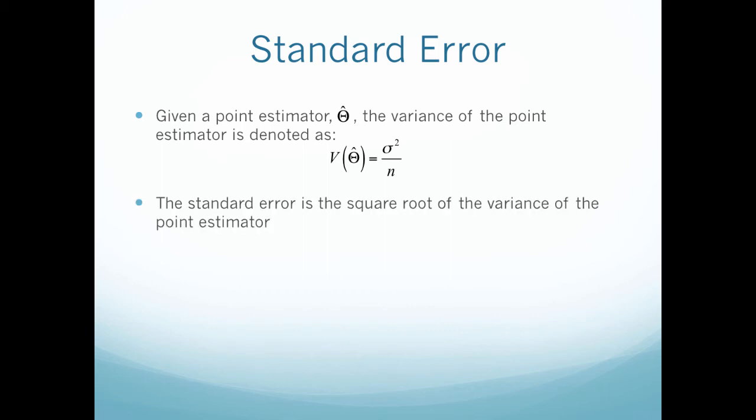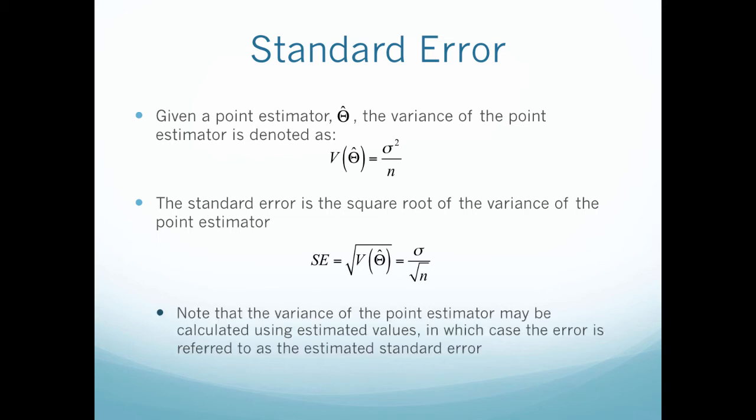Okay, so my standard error this time is just the square root of my variance. Standard error is just the standard deviation of these point estimates, so sigma over the square root of n. Note here that the variance of the point estimator may be calculated using estimated values, in which case the error is referred to as the estimated standard error. That's why we care about standard errors: they incorporate the fact that these are estimated values.